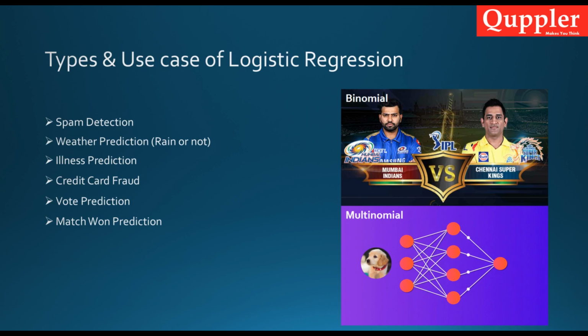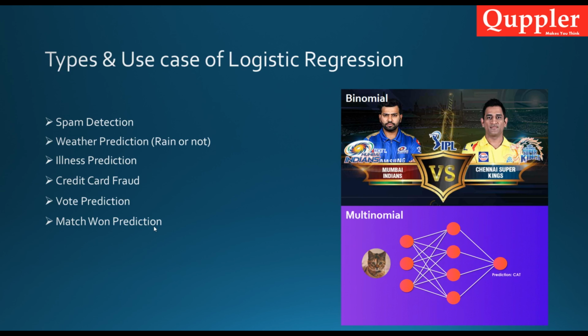Then last comes the match prediction. Here we can determine who is going to win the match, either Mumbai Indians or Chennai Super Kings. So who will win? That would always be binomial, that is, between either true or false. Either Chennai Super Kings will win or not, either the Mumbai Indians will win or not. So for this, it's always binomial, and we can do the match prediction.